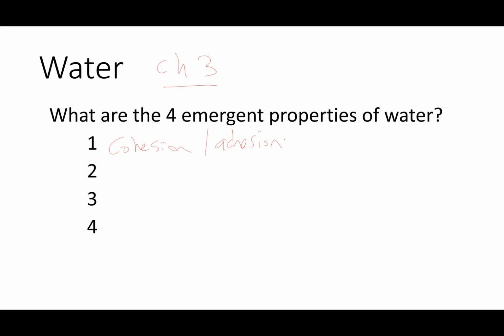That also leads to the high surface tension of water. But the main one when we talk about the four emergent properties, or really cohesion, is the one that we name the most, but they're all related to each other. So that's one of them. How about another one and another person?